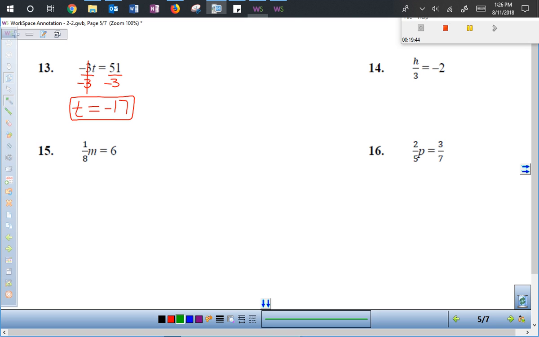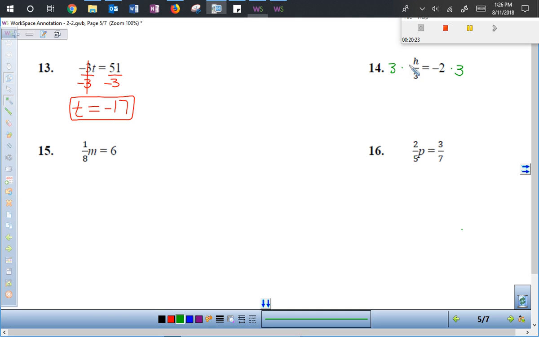On 14, I have h over 3 equals negative 2. Now, I want to do the opposite of whatever is happening to get that variable all by itself. So I have h divided by 3. Now the opposite of dividing by 3 is multiplying by 3. So to get rid of this divided by 3, I need to multiply the left side by 3, which also means I need to multiply the right side by 3.